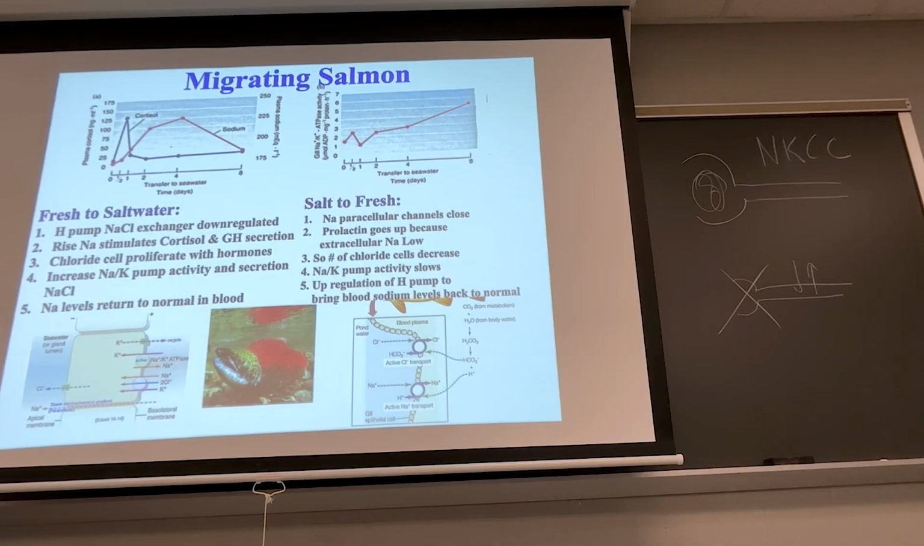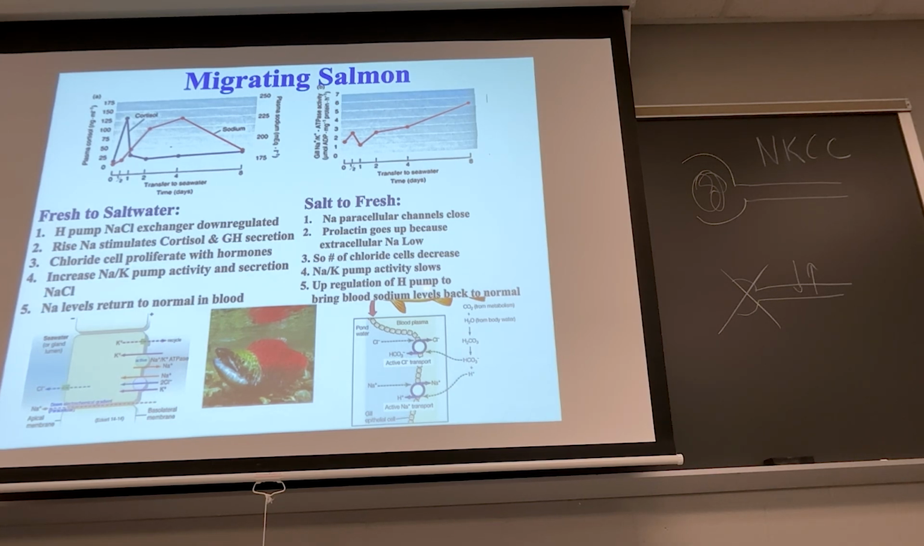We need to switch up the direction that sodium chloride's moving. So we close that down and we decrease the number of chloride cells, our mitochondrial rich cells, and then switch over our sodium-potassium pump because we've got to slow its activity. Remember, in salt water, it's this pump that drives my exchange, right? We don't want to pump salt out now. We want to pump salt in. Now, we're not getting rid of the sodium-potassium pumps. We're just down-regulating them, right? We don't need so many of them.